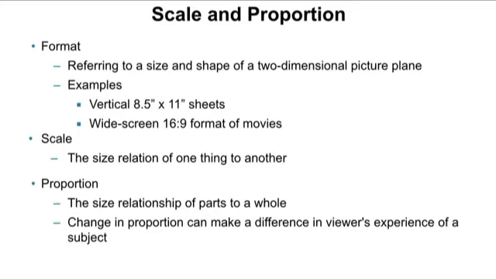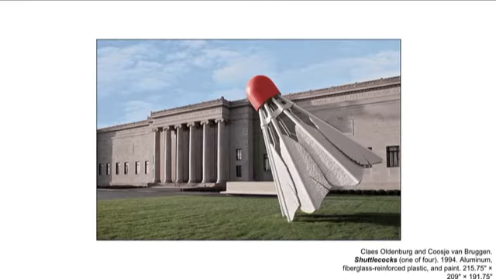Scale usually refers to the actual size of the piece in comparison to the human body. So this piece is pretty tall. It's about 17 feet high. I know it looks like it's taller than the museum, but that's just the way the photo was taken. This is Shuttlecocks by Claes Oldenburg. In comparison to the human body, it's actually quite large. It's made out of aluminum.